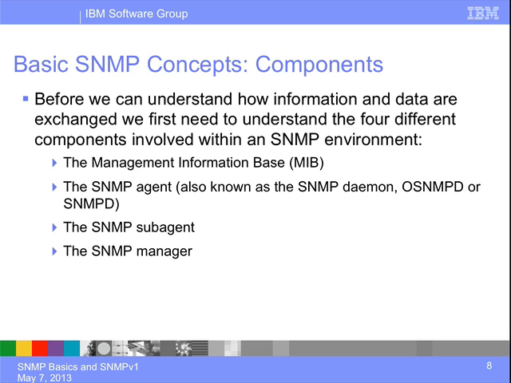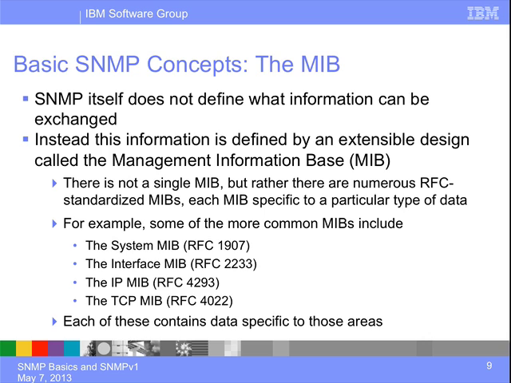Let's take a look at the different components which make up an SNMP environment. There are four types of components. The Management Information Base, which we will refer to as a MIB, is the collection of data which can be managed and exchanged in an SNMP environment. The SNMP agent is a bit like the primary server, although SNMP doesn't exactly conform to the typical client-server relationship. It's also called the SNMP daemon, or on some platforms, OSNMPD or SNMPD. The SNMP subagent is sort of like a secondary server that interfaces with the SNMP agent. Finally, there's the SNMP manager, which is the end user.